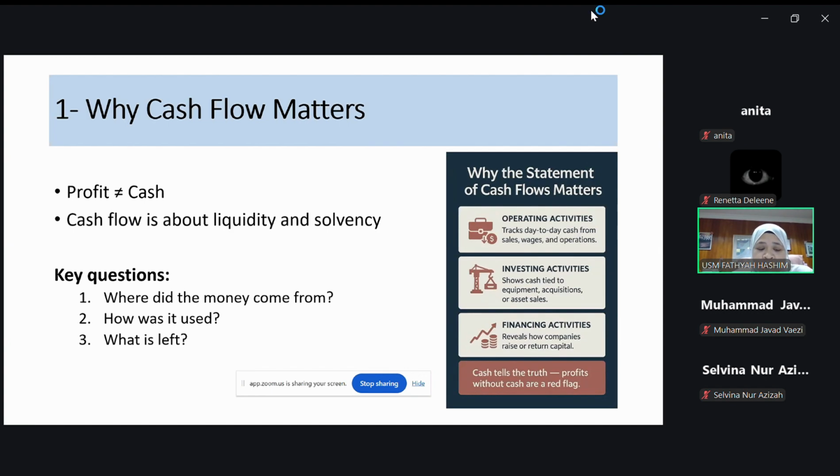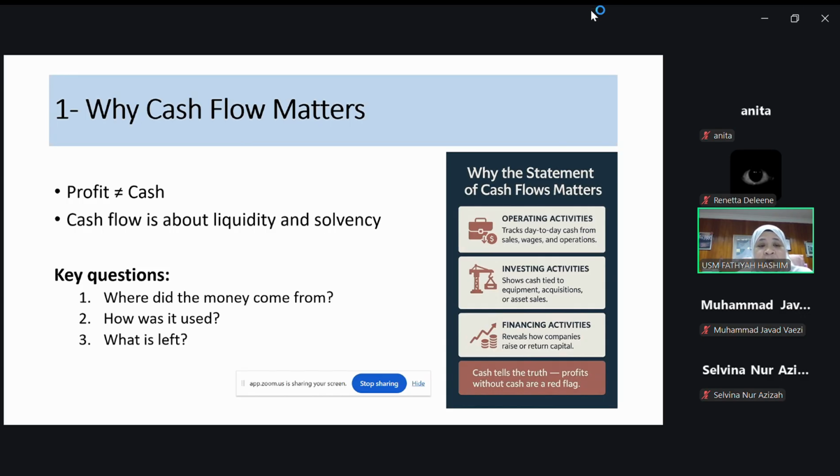There is a condition where the company can report profit at the end of the period, but still have cash issues, because profit is not equivalent to cash. That's the answer. And cash flow actually shows the actual cash movement. It shows the ability of the company to pay salaries, to pay the suppliers and loans, and also dividends to the shareholders. So the cash flow statement helps to answer these three basic questions.